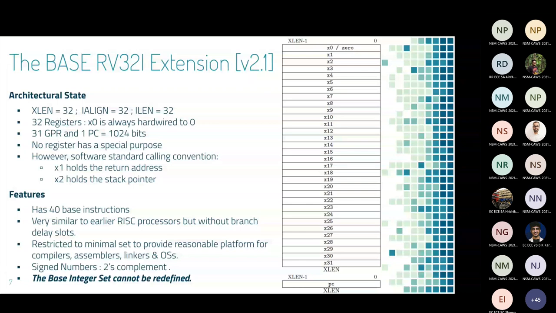So quick features, it has 40 base instructions. It's very similar to earlier RISC processors, but without the branch delay slots. Can anyone tell me what a branch delay slot is?